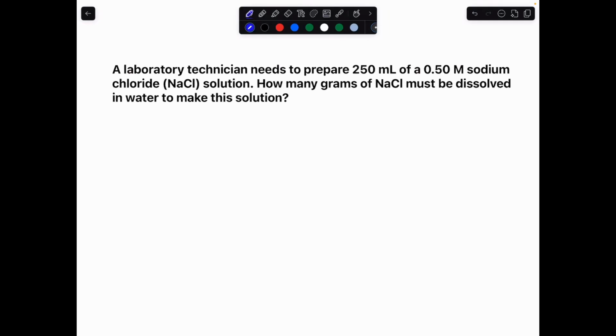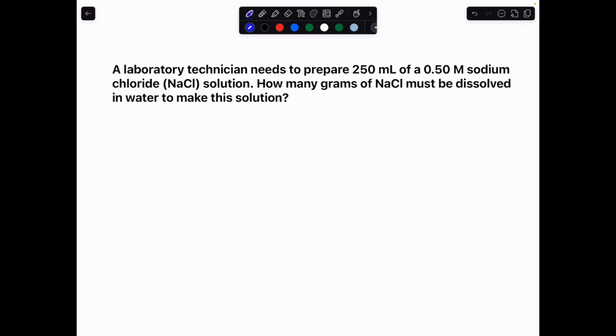All right, so in this video, we're going to take a look at how to solve a problem on solution concentrations. Here, we are introducing the concept of molarity. A solution is given to us. A lab technician needs to prepare 250 ml of a 0.50 molar solution. This M stands for molar.